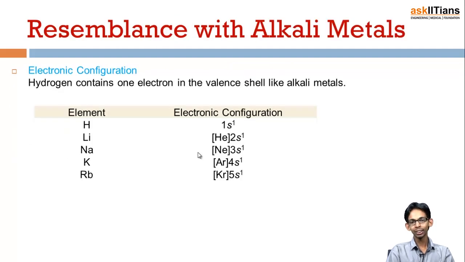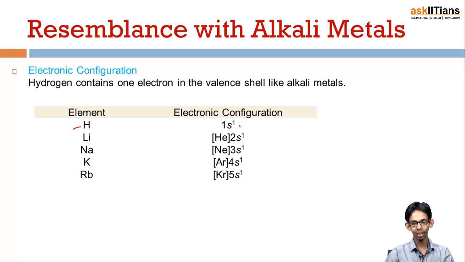Now we have to discuss how, as I have informed you, hydrogen resembles both alkali metals and halogens in its properties. Now how does it resemble alkali metals? Let's have a look. First, it resembles alkali metals in terms of its electronic configuration.